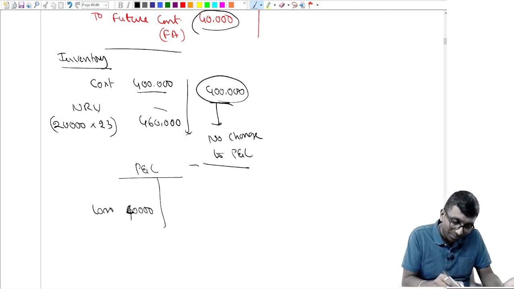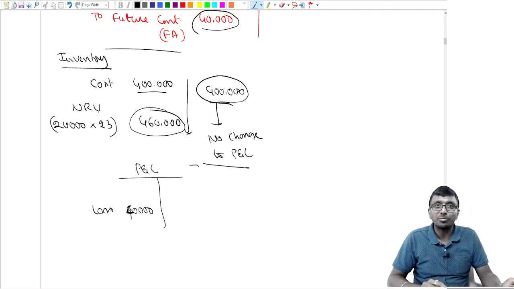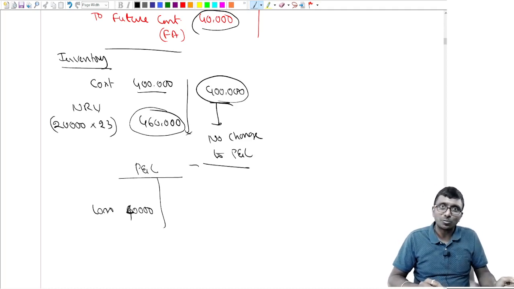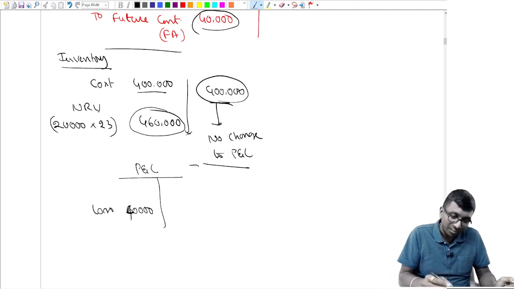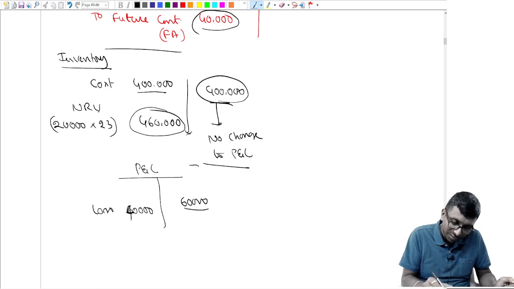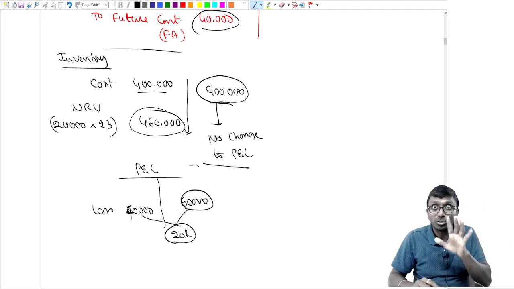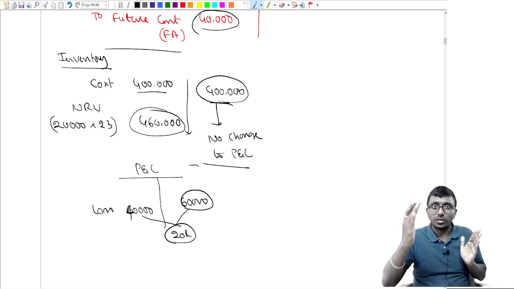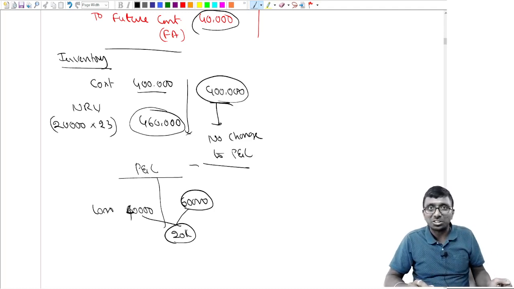But at the same time, the value of the inventory has gone up, which means I've got 60,000 profit as well. So when I say 60,000 profit has come, net is equal to 20,000 profit. And this is guaranteed profit. One loss, one gain is there. Net profit is actually 20,000.